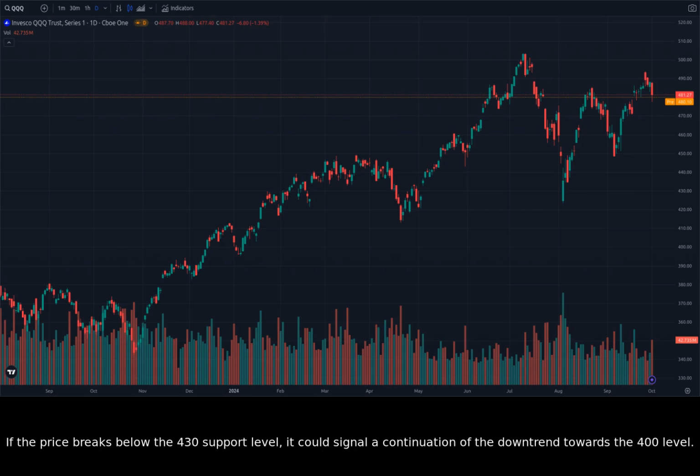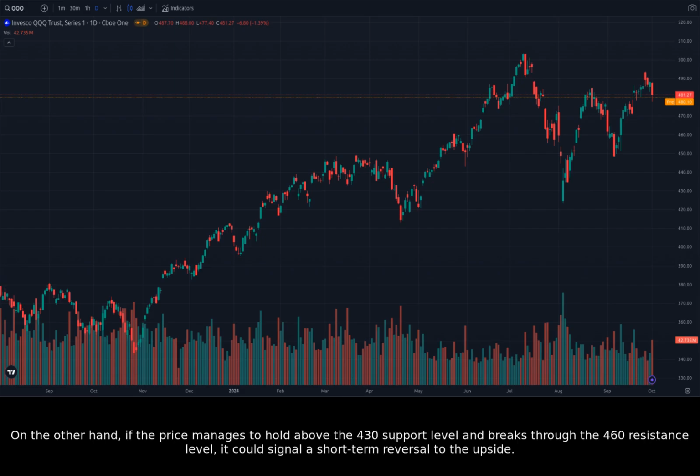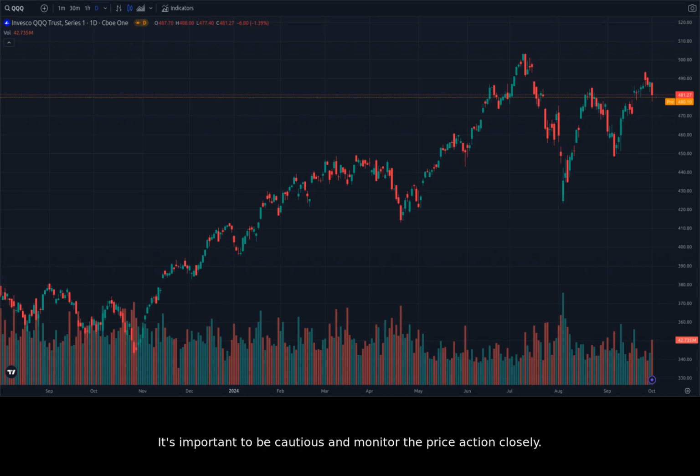If the price breaks below the 430 support level, it could signal a continuation of the downtrend towards the 400 level. On the other hand, if the price manages to hold above the 430 support level and breaks through the 460 resistance level, it could signal a short-term reversal to the upside. It's important to be cautious and monitor the price action closely.